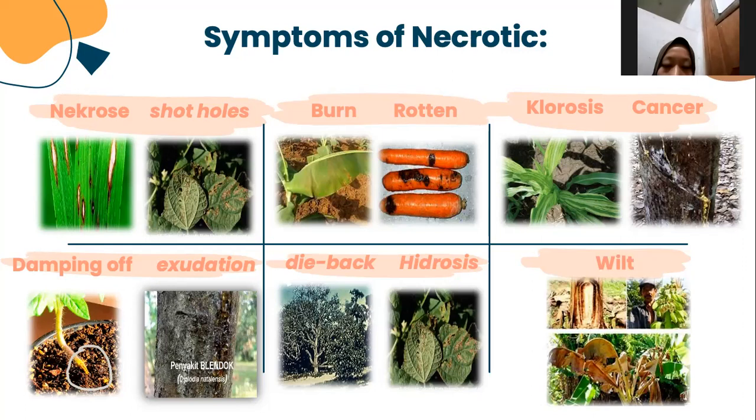And then number 11 is wilt. Symptoms of wilting are indicated by the fall of the leaves followed by dryness of stem and shoots. For example, wilting symptoms are on banana plants attacked by the fungi Fusarium oxysporum.